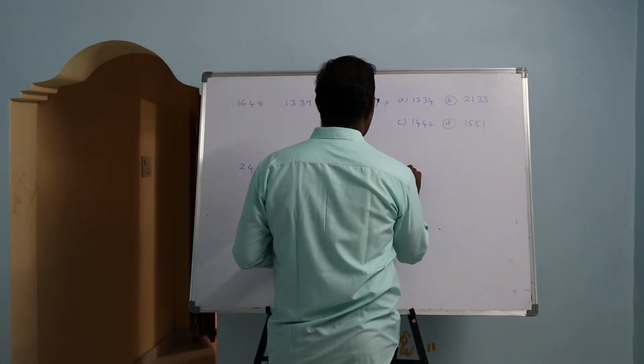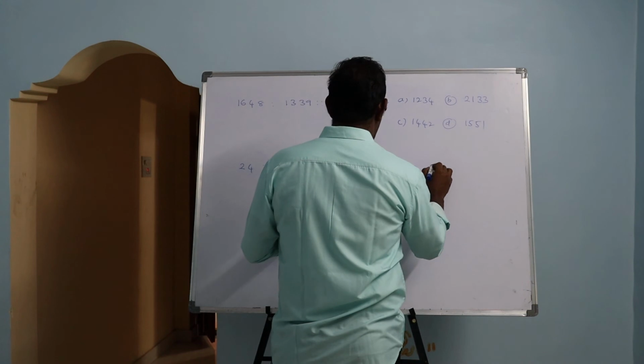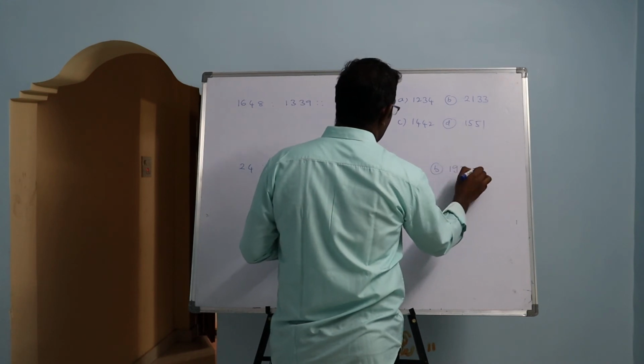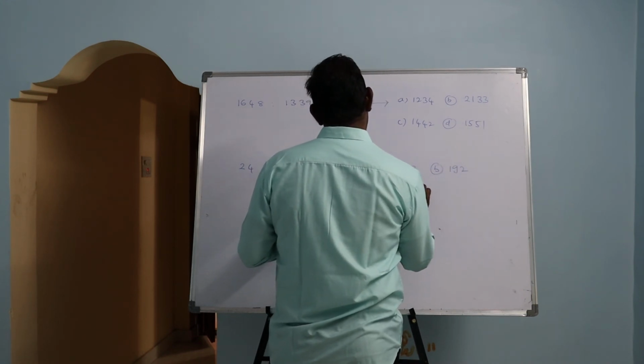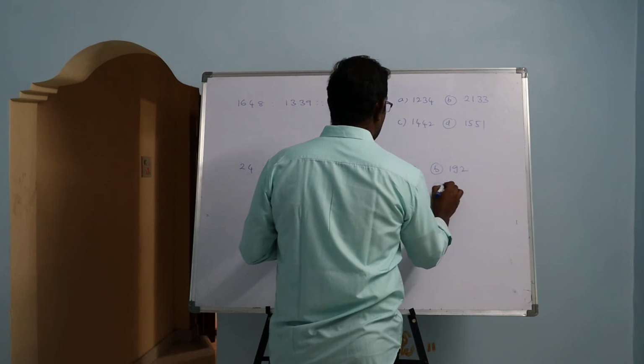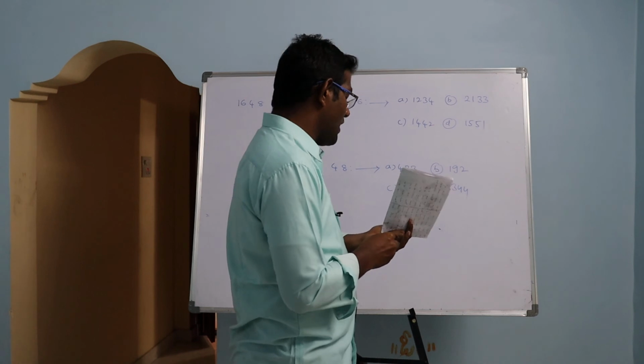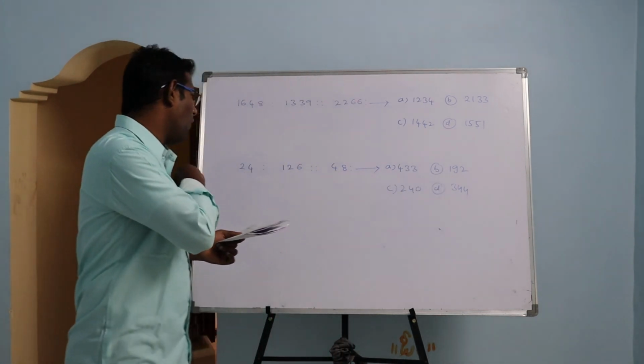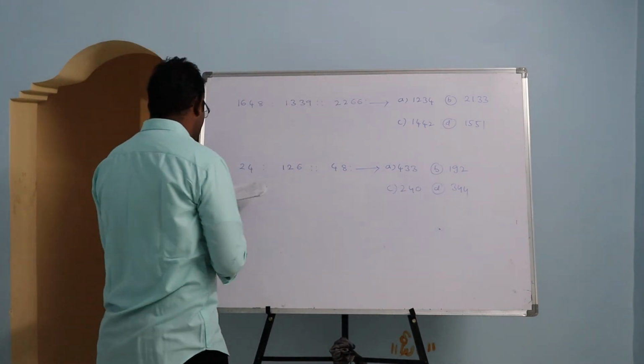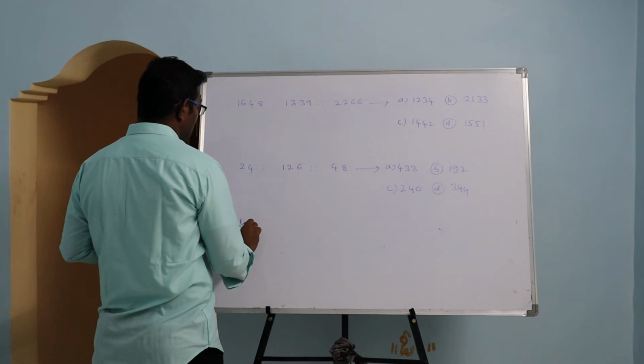Next one: 24 is related to 126 as 48 is related to dash. Option A is 433. Option B is 192. Option C 240. Option D 344.